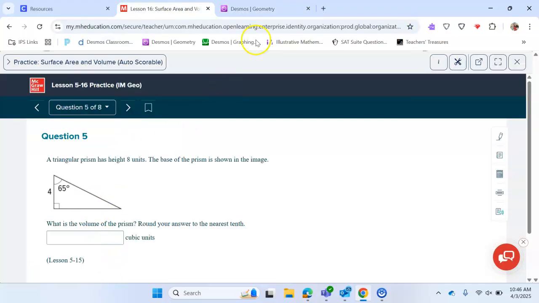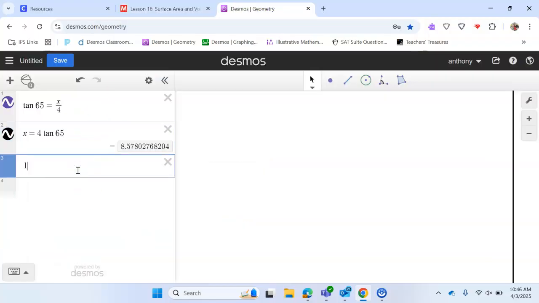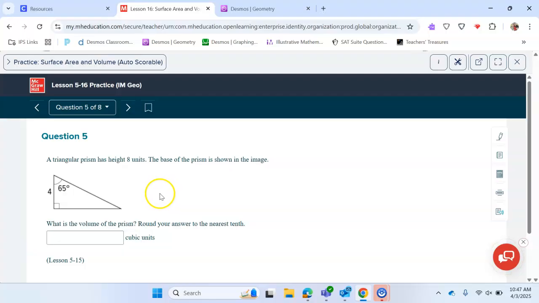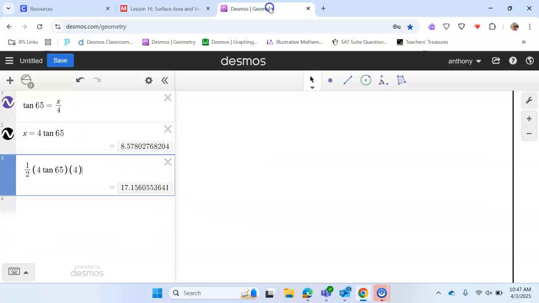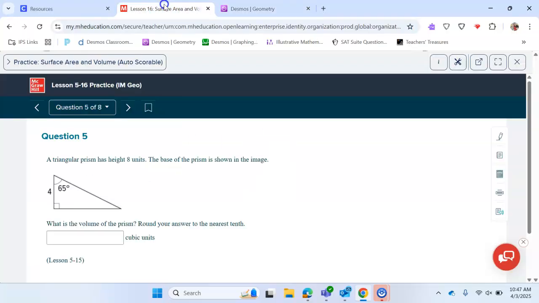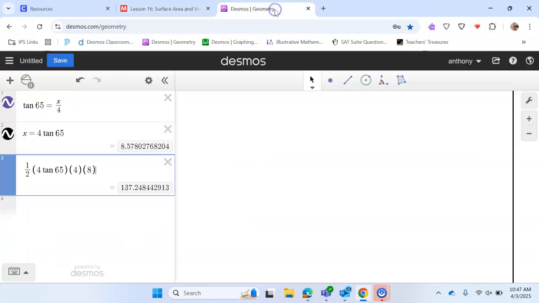So the area of the triangle would be 1/2 times the base, which is 4 times the tangent of 65, times the height, which is 4, and the height of the prism is 8. Rounded to the nearest tenth, that's 137.2.